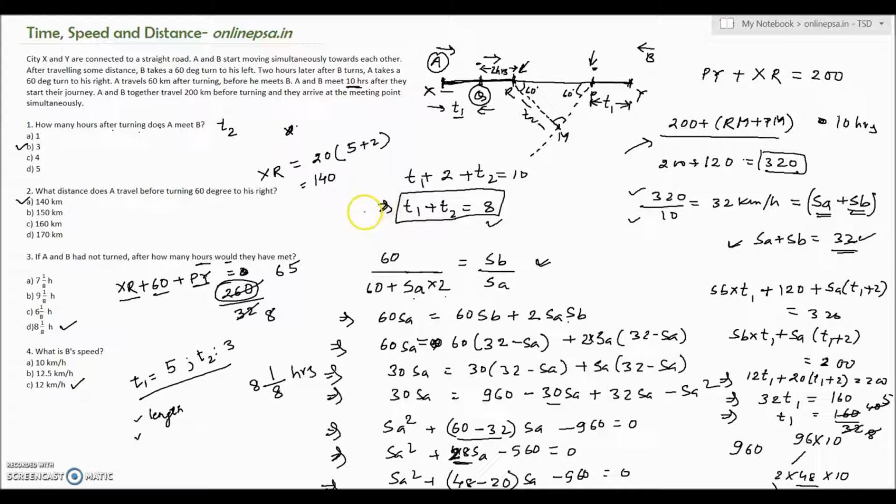Get the information in the form of equations and then solve them. Apply all the techniques on the given information, and you should be able to do good on all these four questions. Thanks. That's it for today.